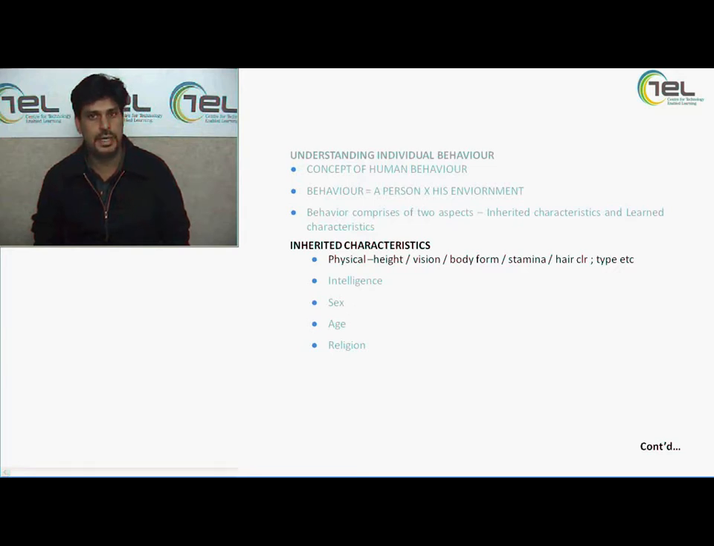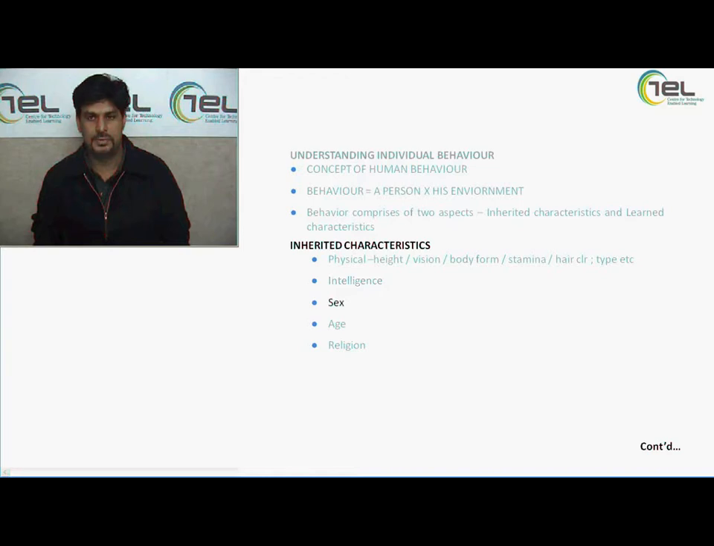What else do we inherit? Intelligence. The basic IQ of a person is inherited. Not to say that people cannot become smarter by learning, but the capability of having the basic IQ or intelligence is given to us in inheritance. Does that affect our behavior? Yes, it does, because how smart a person is affects his or her behavior for sure.